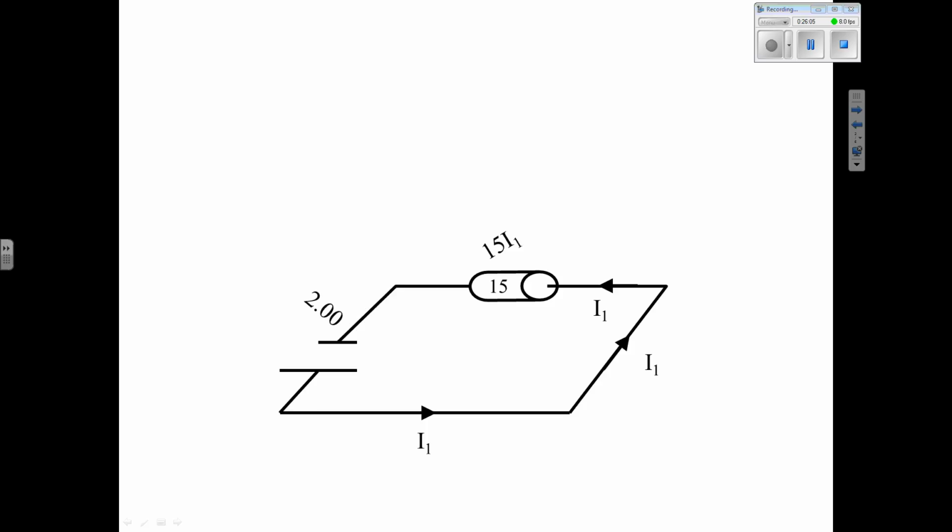But I'm going to represent how much voltage, how much energy each charge has, by the height. I'm going to start here at the positive plate of my battery and give that a height of 2 volts. So I'm going to draw a line that's 2 units tall. Whatever in your mind represents 2, draw it that tall.